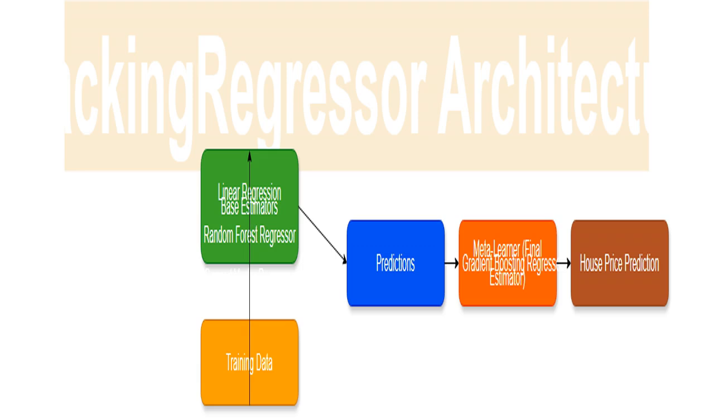These are the individual machine learning models: linear regression, random forest regressor, and support vector regressor, that I use to predict house prices independently. Their predictions are then combined by the final estimator. This approach leverages the strengths of various models.